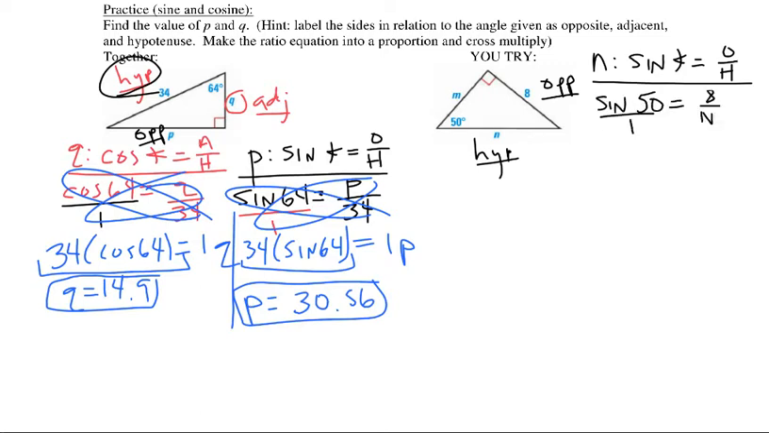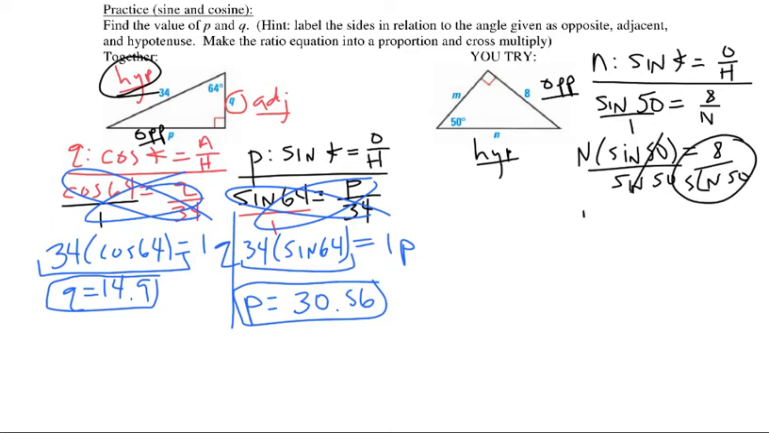When I put it over 1 and I cross multiply, this is where you might have noticed that you get something a little different. So you get sine of 50 times N equals my 8. So you have to divide both sides by sine of 50 like we had with the tangent before. So then this is the part you need to type in your calculator. So for the N value, you end up with a 10.44. So double check to make sure you got that in your calculator.